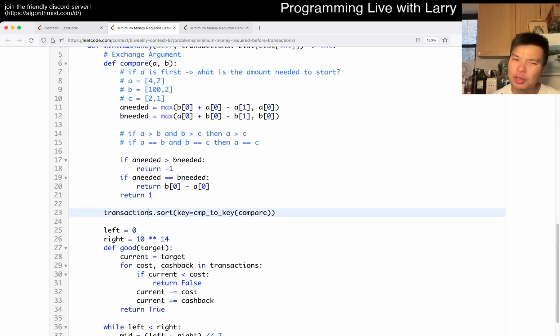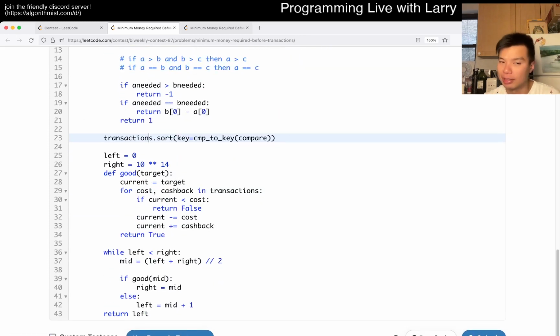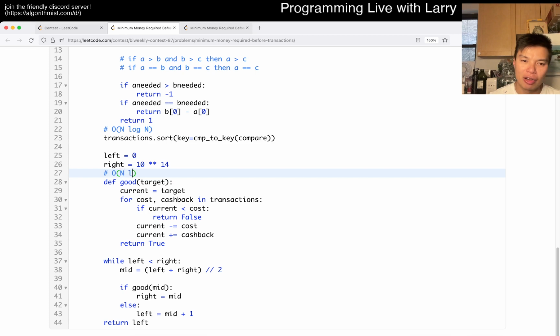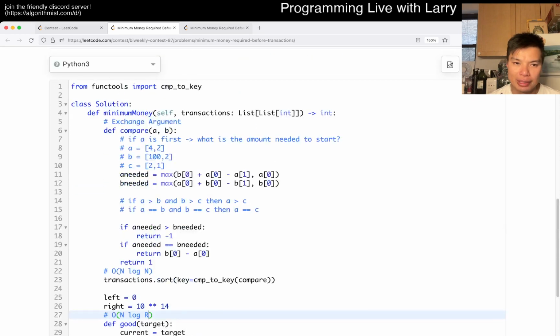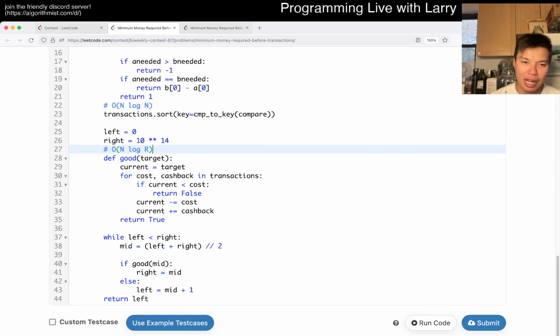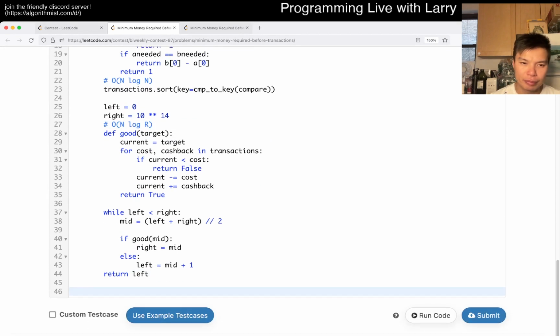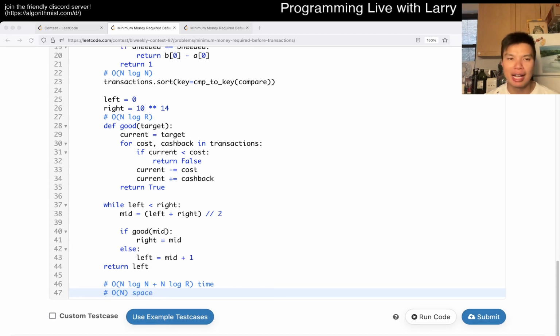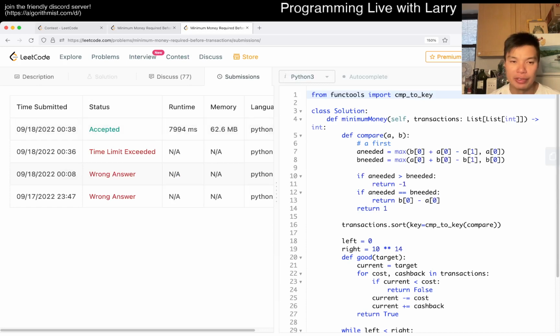I'm not super happy about this, to be honest, so that's why I'm going to do a bonus solve on the other solution. Anyway, let me go over the complexity really quick. This sorting is going to be n log n. The binary search is going to be n log r, where r is the range of the numbers. So the total time is going to be n log n plus n log r, and space is just linear, right? Because you're sorting. That's basically one way of doing it, and it took me an hour to figure that out.